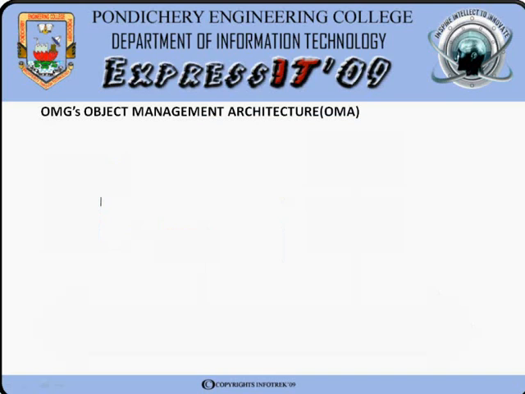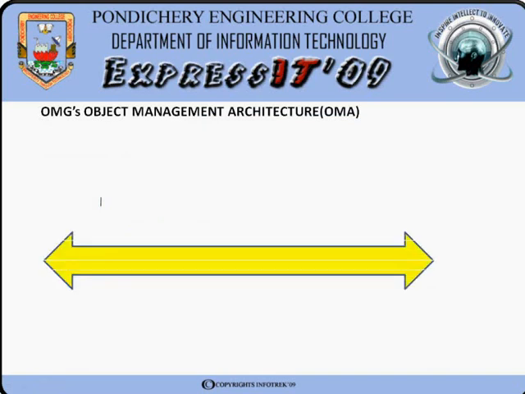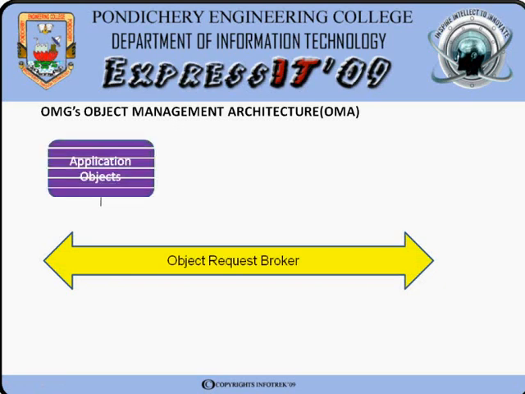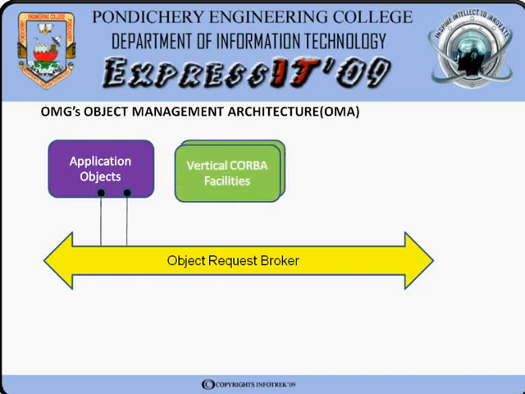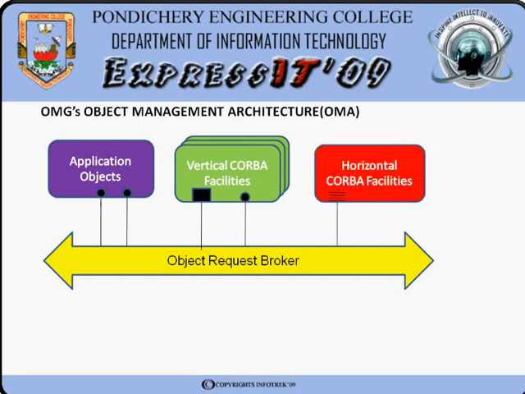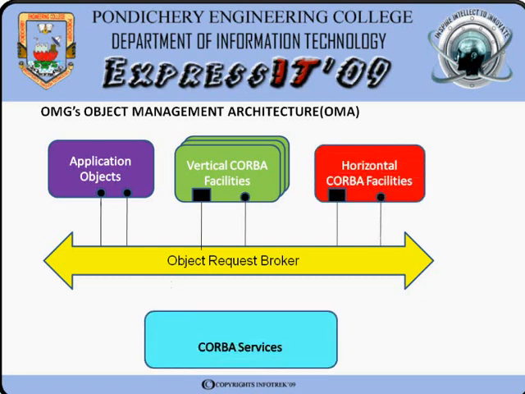Now let us see the OMG's OMA. Object Management Architecture categorizes the objects into 4 categories. They are application objects, vertical CORBA facilities, horizontal CORBA facilities, and finally the CORBA services. The application benefits in using OMA are: the first one is coding is quicker, hence applications can be deployed sooner.